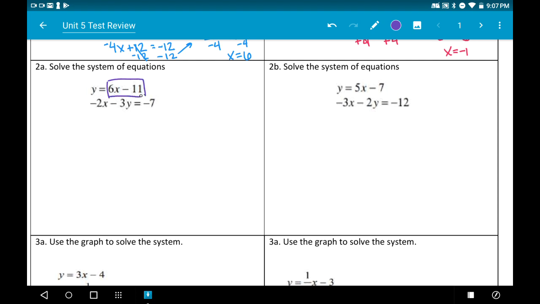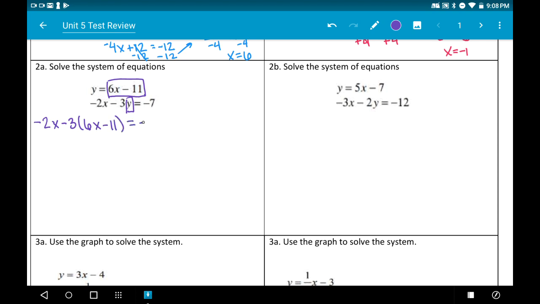So we're going to box this in because that is the variable that's by itself, what it equals. Since this is y equals, we're also going to box the y in this bottom equation. So what this box is going to do is tell us we're going to replace this y with everything that's boxed up here. So our equation will become negative 2x minus 3. And then this y is boxed, so we're going to replace it with 6x minus 11.